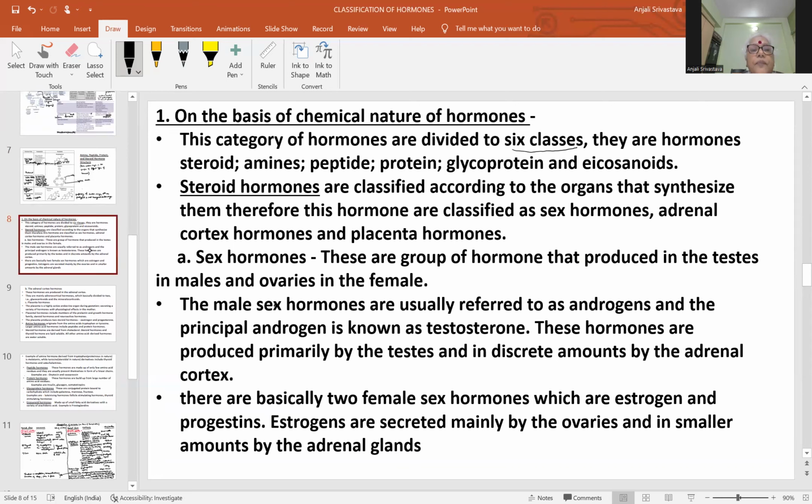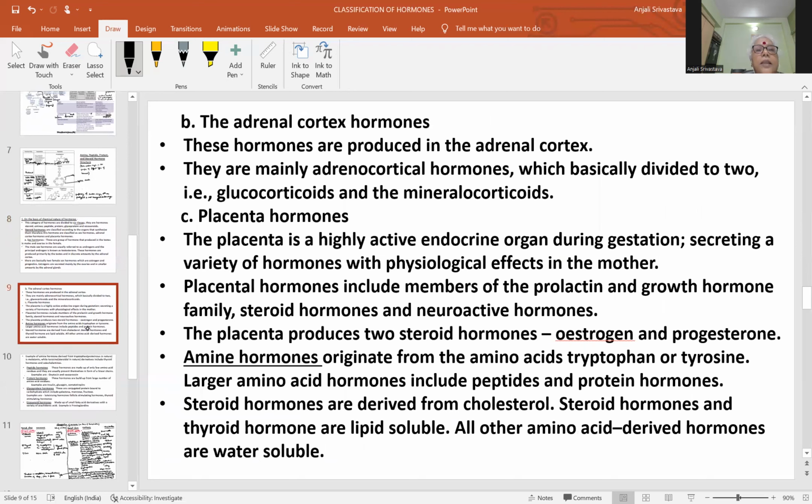The steroid hormones have been divided into 3 types. The sex hormones produced by the male and the female. Then the adrenal cortex hormones, which we have seen in the last class. The glucocorticoids and mineralocorticoids are the 2 major groups of the adrenal cortex hormones, which include a number of hormones that we have already seen. Then the 3rd type of steroid hormones are the placenta hormones.